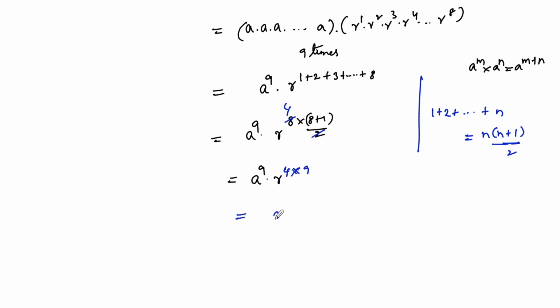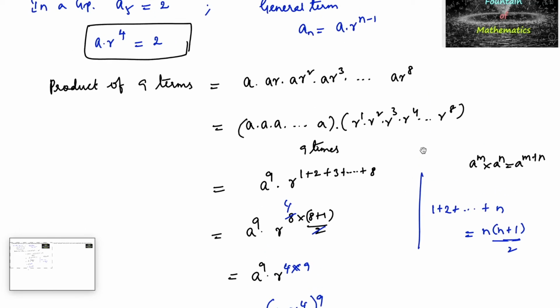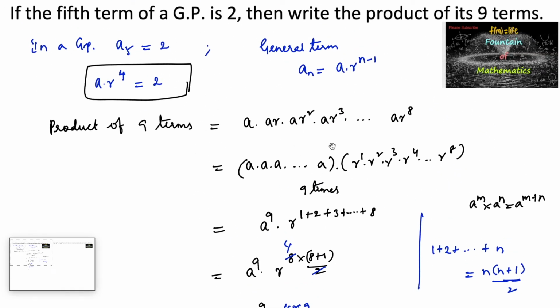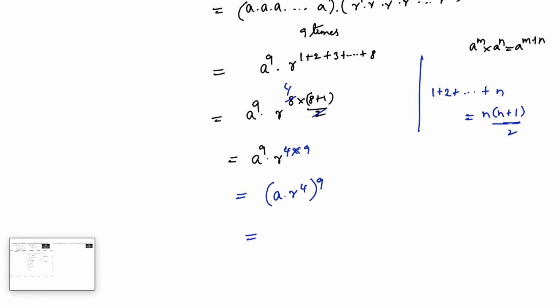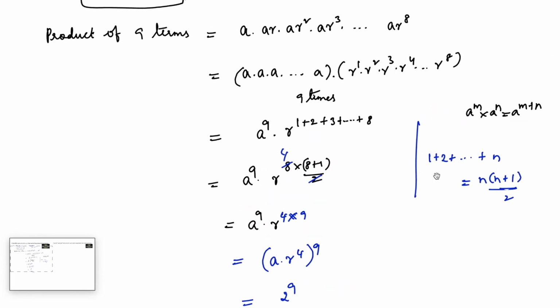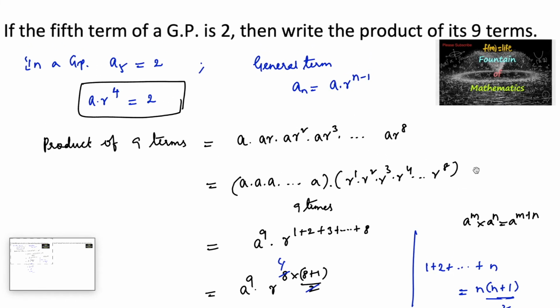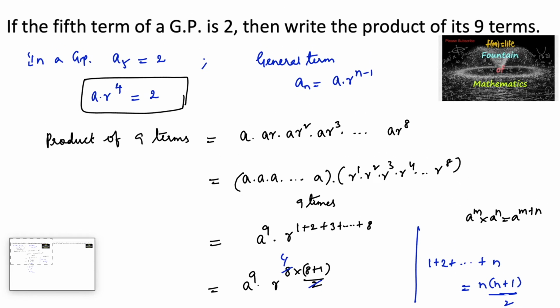So this can also be written as a into r to the power 4, whole to the power 9. We know that the fifth term is ar power 4, which is given as 2, so we get 2 to the power 9, and the value of 2 power 9 is 512. Therefore we can conclude that the product of the first 9 terms in a GP whose fifth term is 2 is 2 power 9, that is 512.